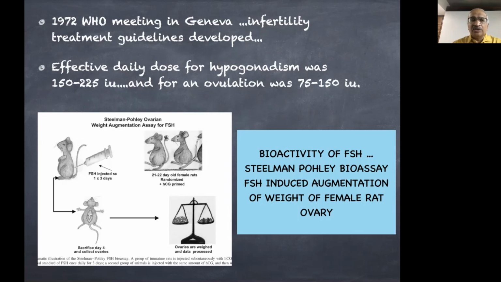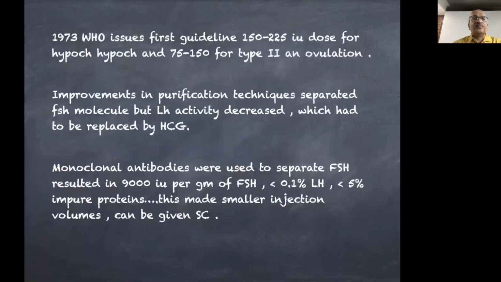In 1972, in Geneva, a meeting was convened under the leadership of Bruno Lunenfeld, and certain treatment guidelines were developed for the use of gonadotrophins. And they said that an effective daily dose of gonadotrophin for a hypogonadism patient was about 150 to 225 IU, and that for ovulation induction was 75 to 150 IU. And the WHO introduced this guideline for the first time in 1973.